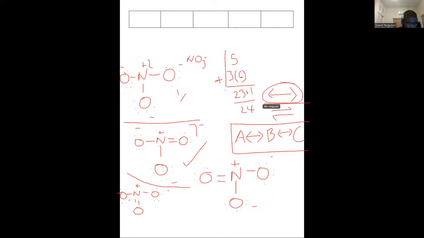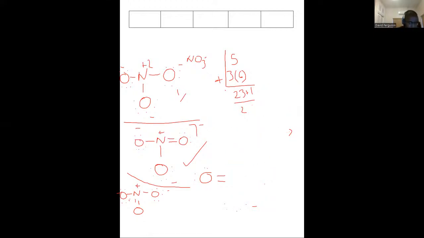When we draw resonance structures, these are the arrows we use; when we're talking about equilibrium, we use the other arrows. So it's important to just note that difference. I just want to show that to you all, but let's move on.